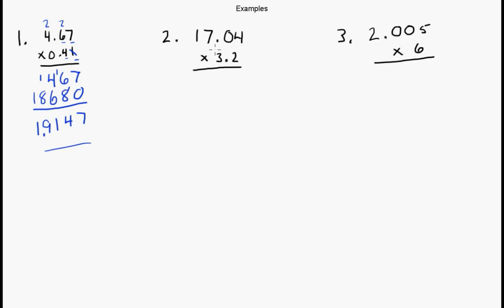Moving on to the second example, 17.04 times 3.2. Again, 2 times 4. We're just going to take this 2 and multiply it first. That gives us 8, 0. 7 times 2 is 14. That's 2, plus the 1 is 3. 3 times 4 is 12.